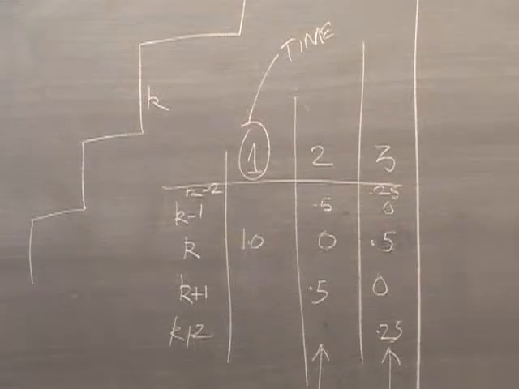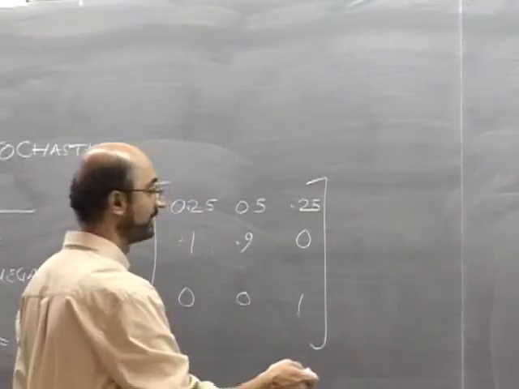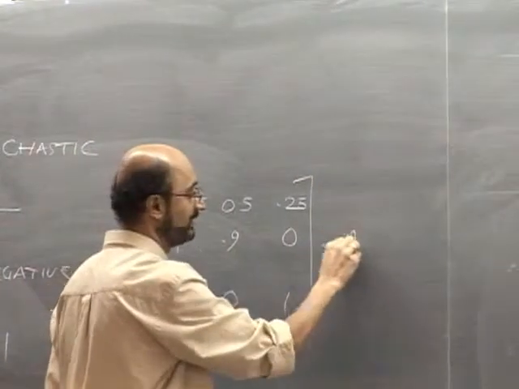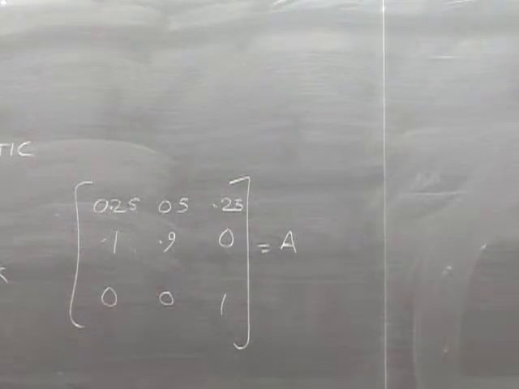So what we do is this. We say, okay, let me take this matrix, and let me just call this matrix A. And what I want to do is figure out how to apply this matrix onto the probability vector.